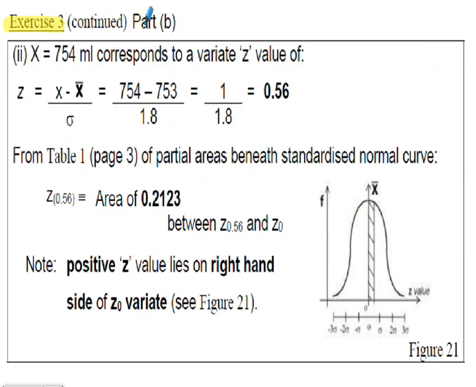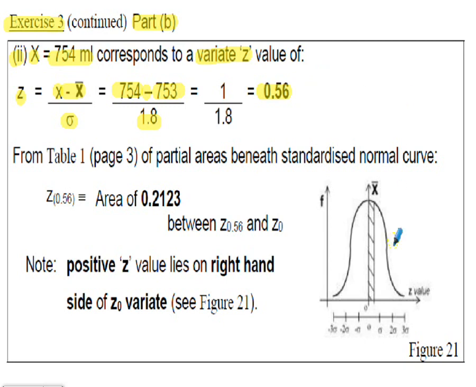Exercise 3 continued here. This is part B and step 2. We're now given an x value of 754 millilitres. We've got to find the z variate associated with that. So z is equal to the x take away the x bar, the mean, over the sigma, the standard deviation. In this case, it's 754 for the x, take away 753 for the mean, divided by the 1.8 for the standard deviation. That gives us a z variate of 0.56.